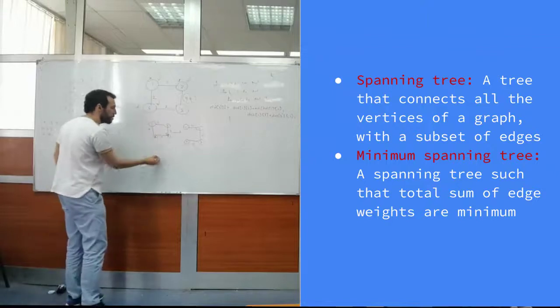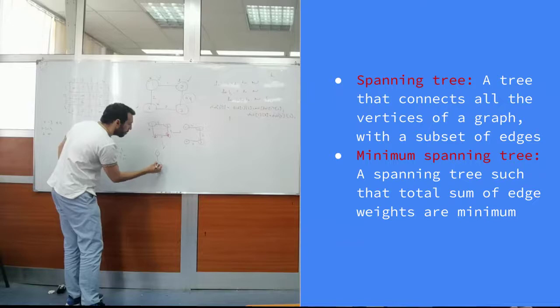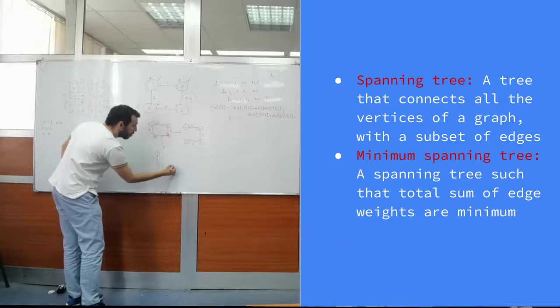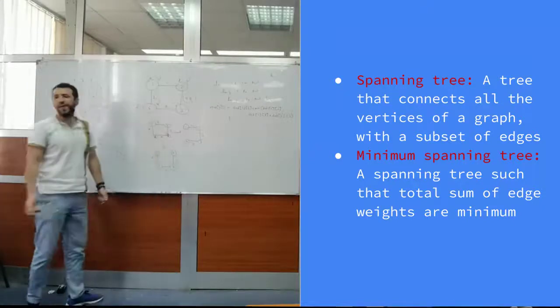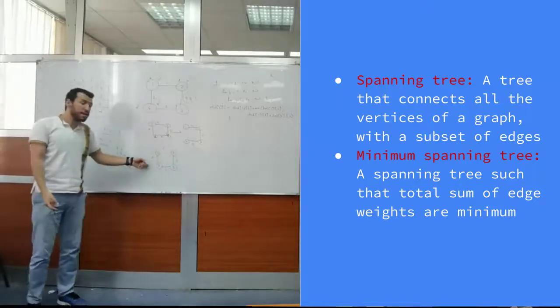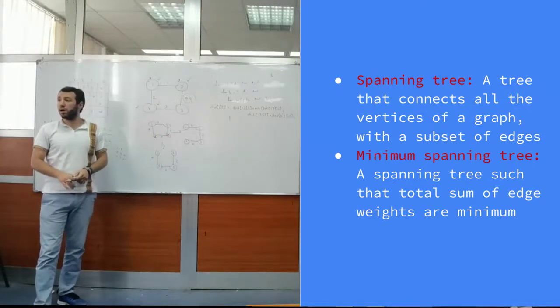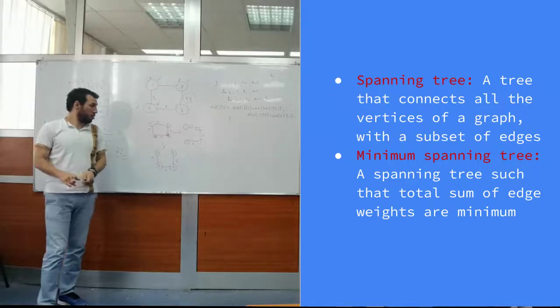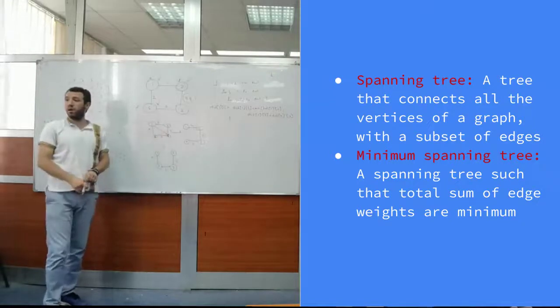Another one can be, we can remove the 1, 2 edge, and then 1, 4, 4, 3, and 3, 2. So this is another spanning tree, and also another minimum spanning tree. So if there is an edge between 1 and 3, the diagonal, does that mean you can't find a spanning tree?